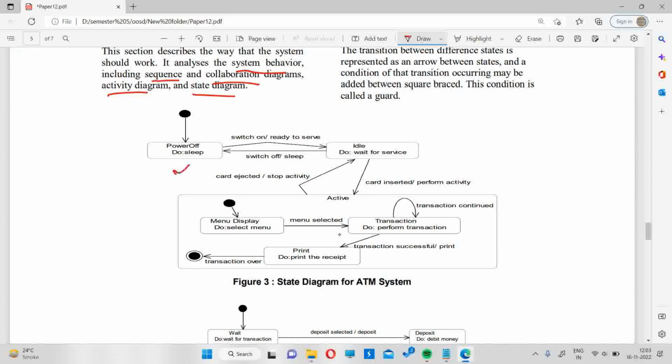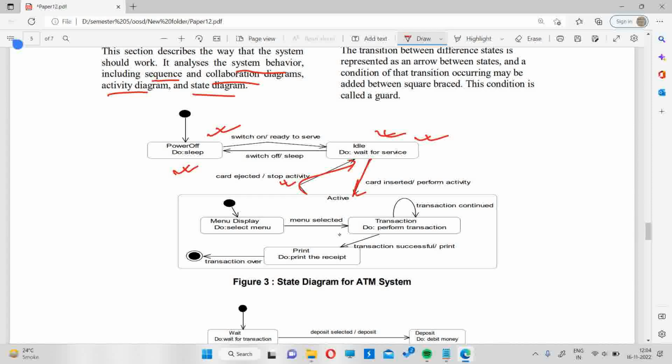See, it is power off, then wait for service. Now when we switch on, it is waiting for the service. And when it is in this particular state, the idle state, when we switch off, it will go again to power off. Now when it is in the wait for service or idle state, we insert a card, and the activity is performed. Now our ATM machine is active. And if the card is ejected, it will again go into the idle state. If a card is inserted, it will come into the active state.